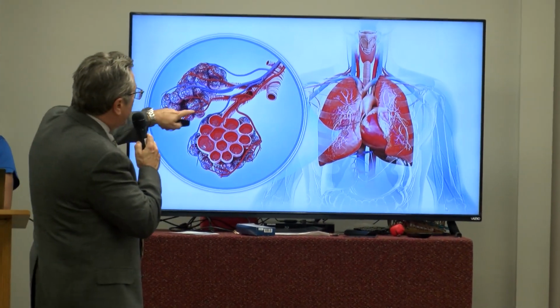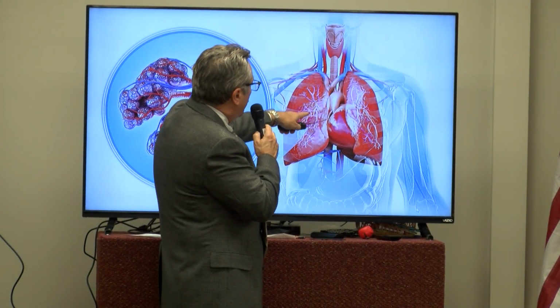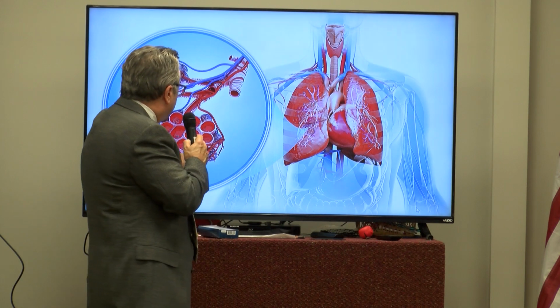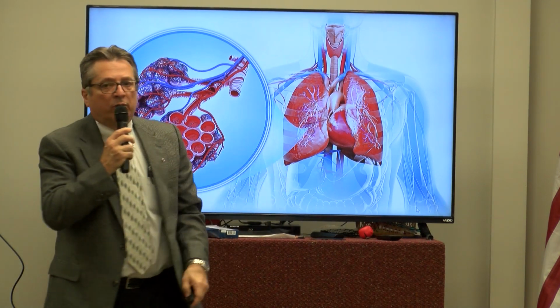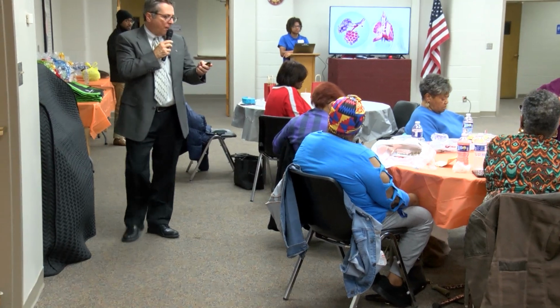So you have breathing tubes that start in the middle, and they come down to smaller tubes and smaller tubes and smaller tubes, all the way down to here. Those things are called alveoli, and they're little sacs of air where the oxygen and the carbon dioxide exchange. Oxygen comes in, carbon dioxide goes out.